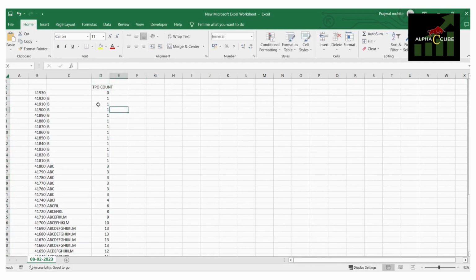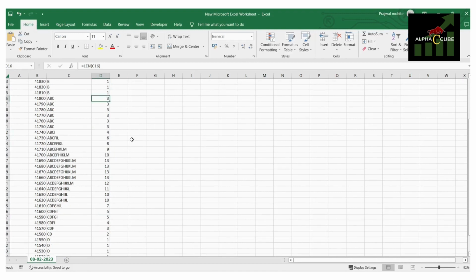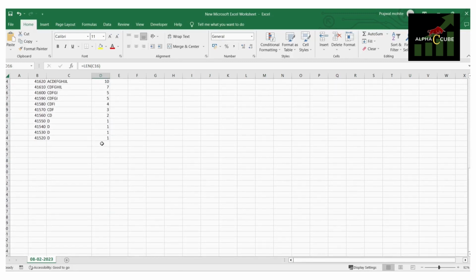So you can cross verify here, we have a TPO count of 3 and the number of letters at this point is also 3: A, B, C, and you have 3. So like this you have a TPO count for each price zone. Now the next step is to identify the sum of the total TPOs.